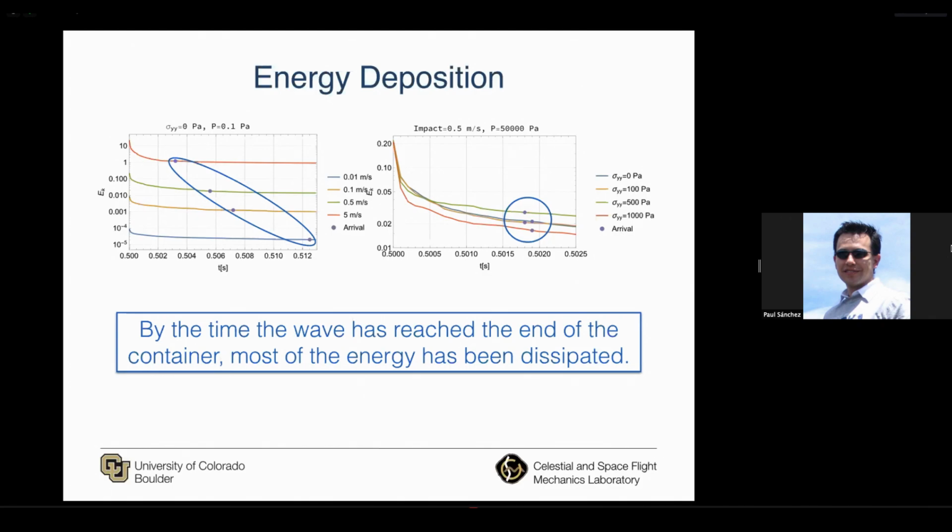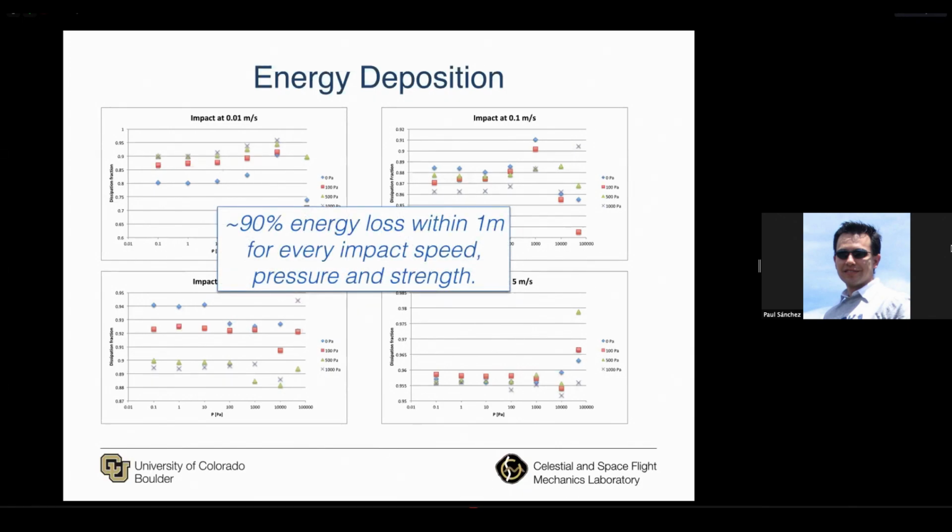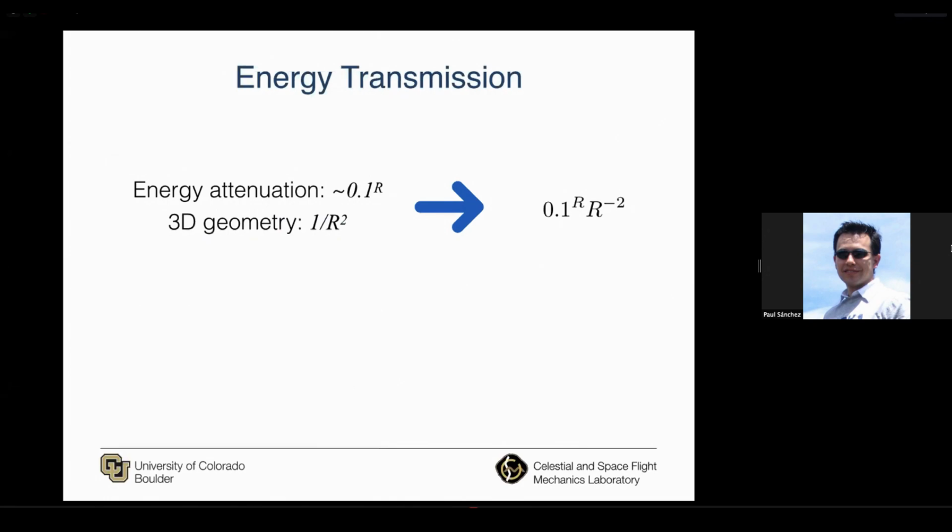If we now take all the simulations we have done, what you can see here is that about 90% of the energy is lost within 1 meter. And this is for every impact speed, every pressure, and every strength we tested. If this is so, then maybe I can wave my hand and write some expressions. So energy attenuation then may go as 0.1 to the R. R is just the distance from the source of the energy, meaning that every meter will be able to transmit just 10% of the energy of the impact.